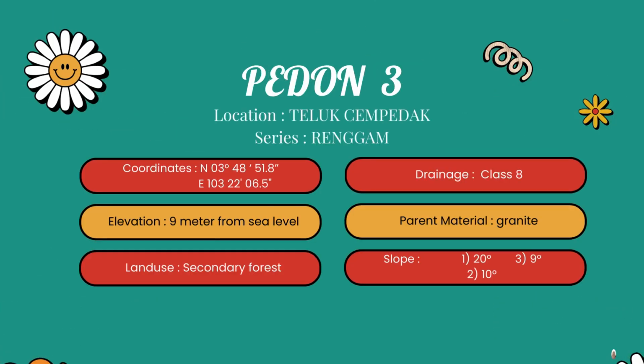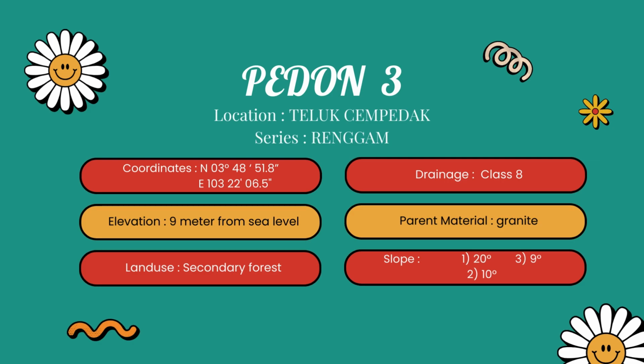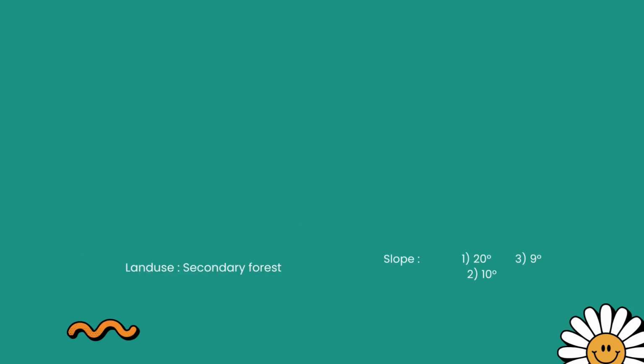Okay, now let's move on to Pedon 2. Our location right now is in Teluk Cepedak. The series is Renggam. First, the coordinate. As you can see, the value is on the slide. Secondly is elevation, which is 9 meters from the sea level. For the land use, it was secondary forest. The drainage is class A. The parent material is granite. And lastly, the value of slope is 20 degrees, 10 degrees, and 9 degrees.